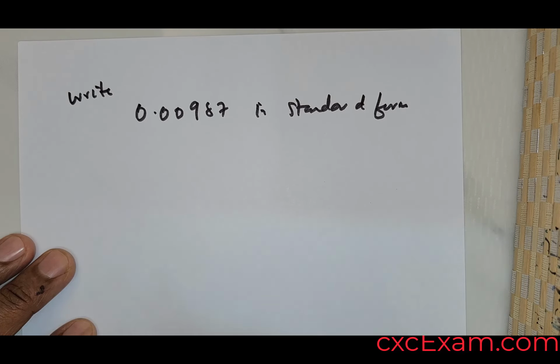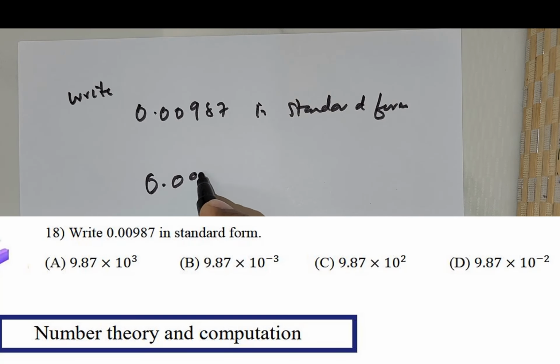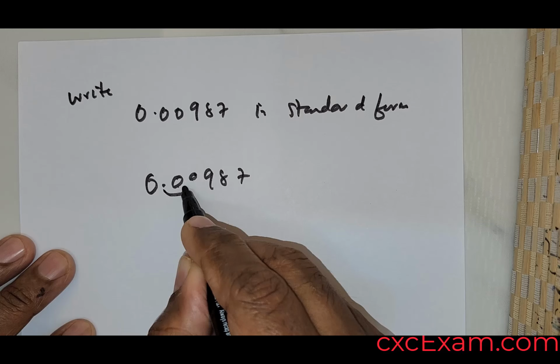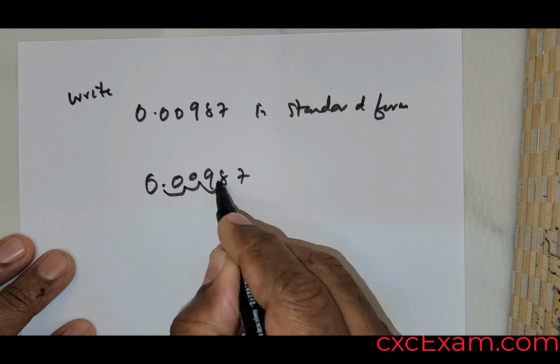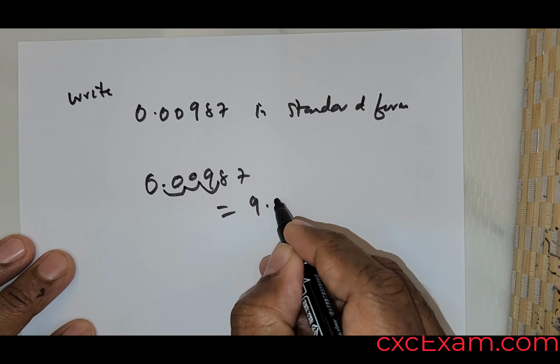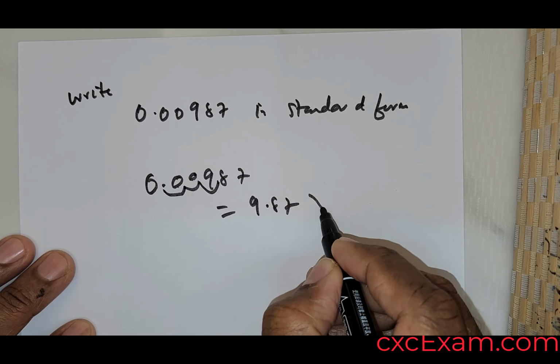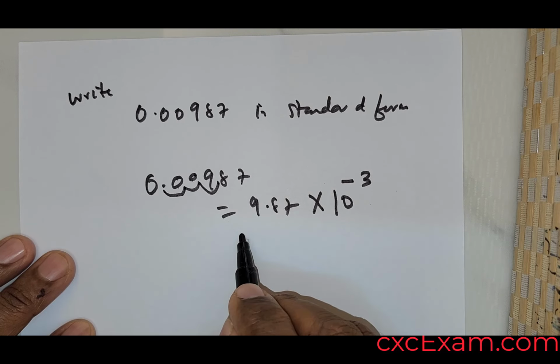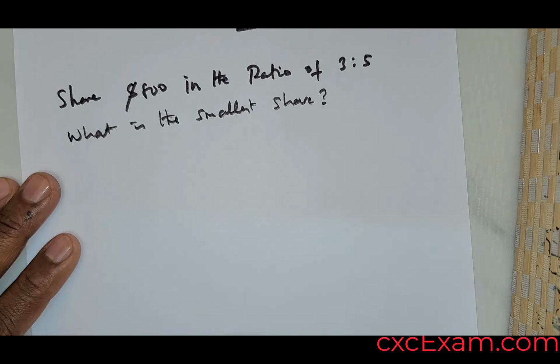Now you got to write this in standard form. Now to write 0.00987 in standard form, you need to move the decimal 1 place, 2 and 3 places. So this is going to be 9.87. Since you have moved it 3 places, you multiply by 10 with the exponent -3. So this is the solution for this question.